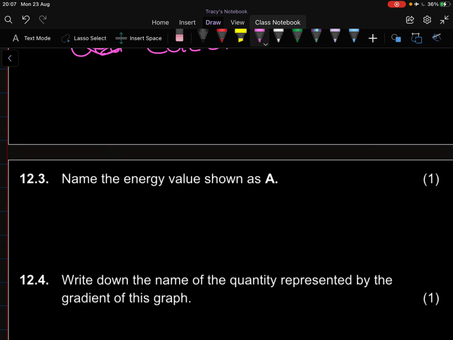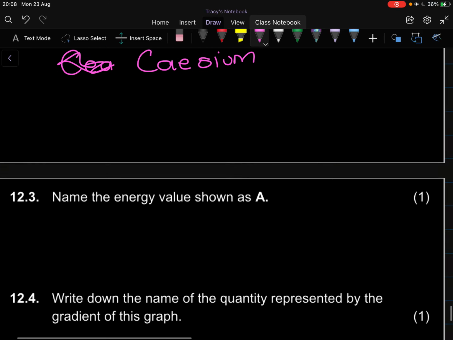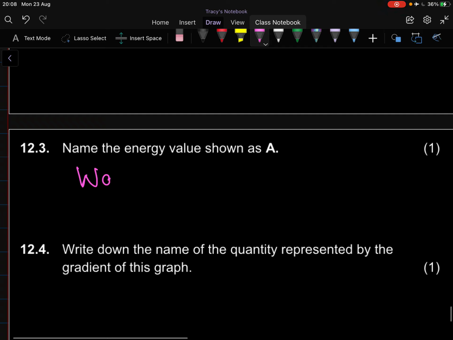Then they say name the energy value shown as A. Now this is an interesting thing for you. So when our photon has a frequency of 0, which we know can't happen, there's a negative value to the energy of the electrons. In other words, before the electrons can even think about moving, they've got to gain all of this energy. Once they've got this amount of energy, we've got the work function. We've given them enough energy to leave. So this energy is the work function.